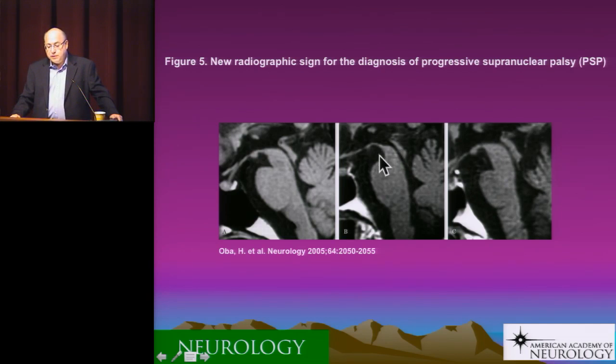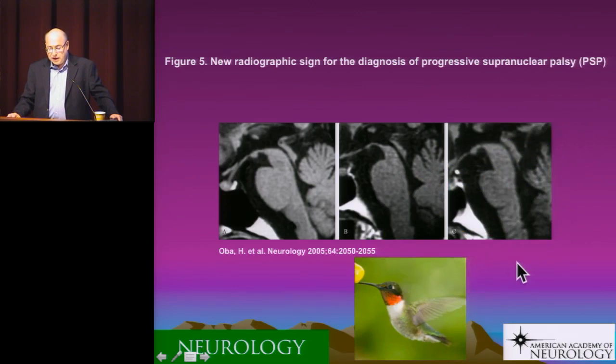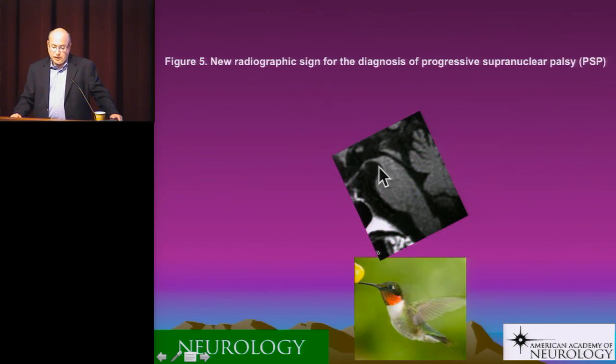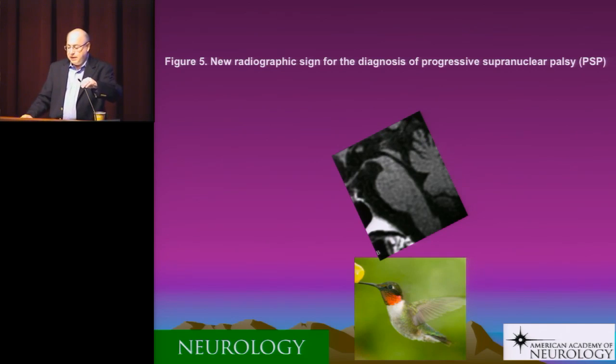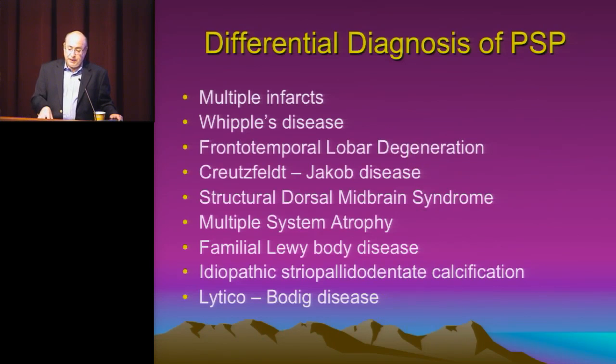But with PSP, you lose your midbrain. The pons is relatively normal. The midbrain is very thin. And this has been called the hummingbird sign because it sort of looks like a hummingbird if you look at it in that view. It's the best way to look for PSP on an MRI. Most of the time we'll get MRIs on these patients and the report will say atrophy, non-specific. But if you look, you'll see that the midbrain is very thin. Looks like a hummingbird.